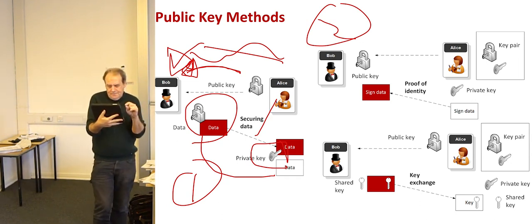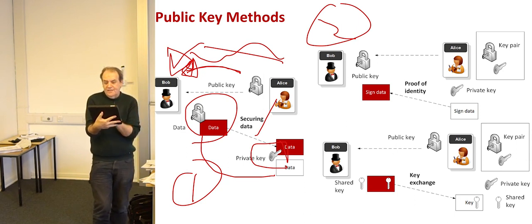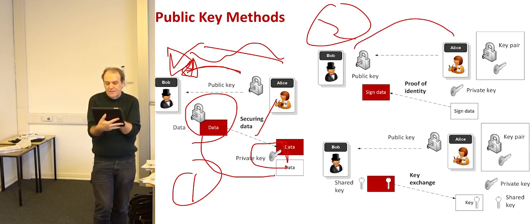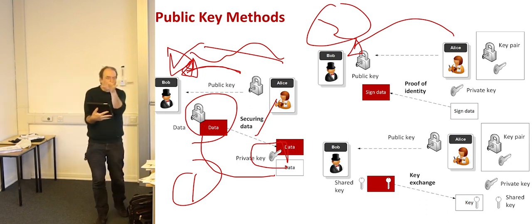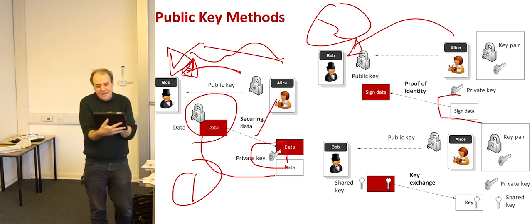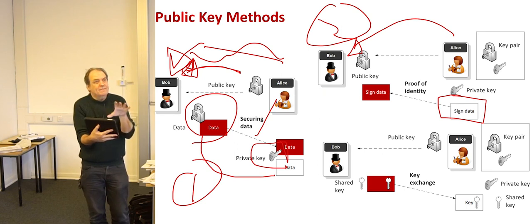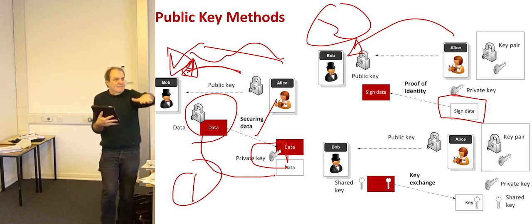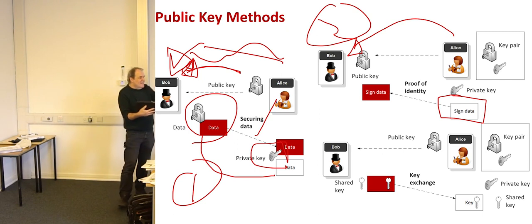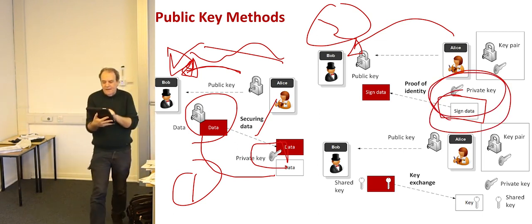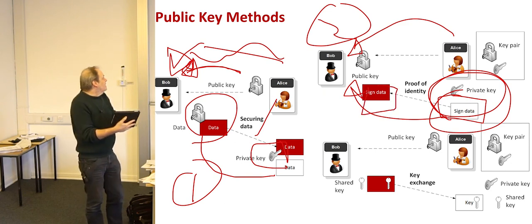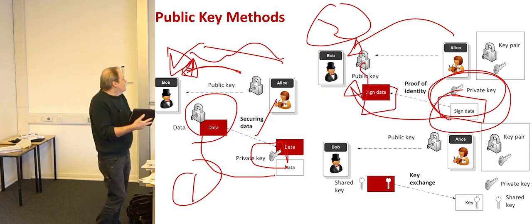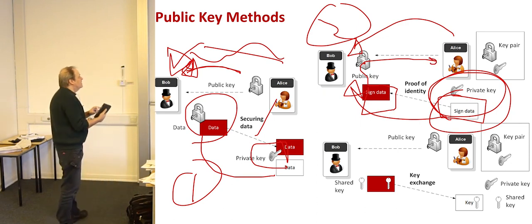So Alice wants to prove that she's Alice to Bob. Let's forget about how trustworthy the public key is just now; we'll come back onto that. Alice takes some data, so it might be a challenge: tell me the capital city of Scotland. Then she'll encrypt that with her private key. She then sends that through, and Bob checks by decrypting it with her public key.